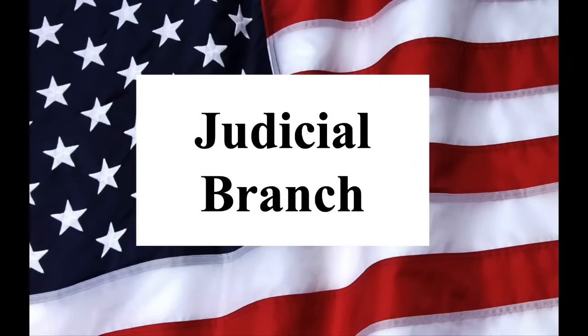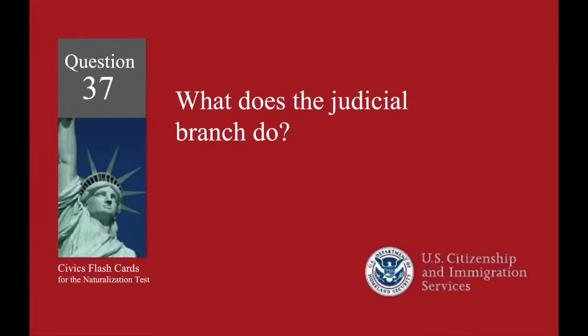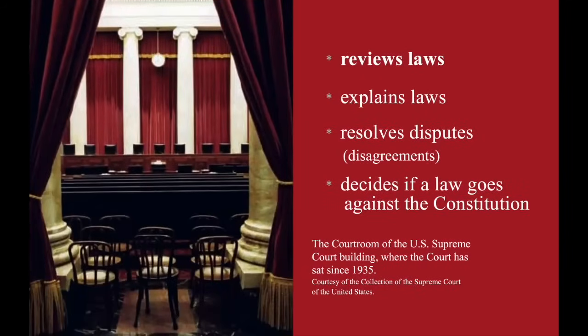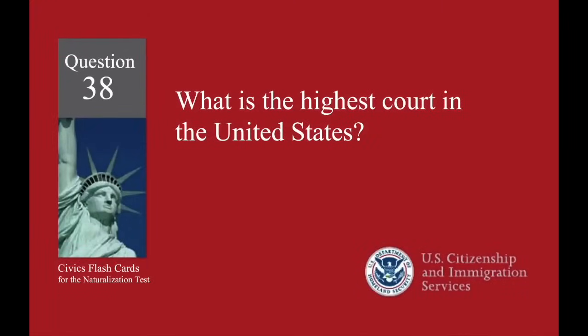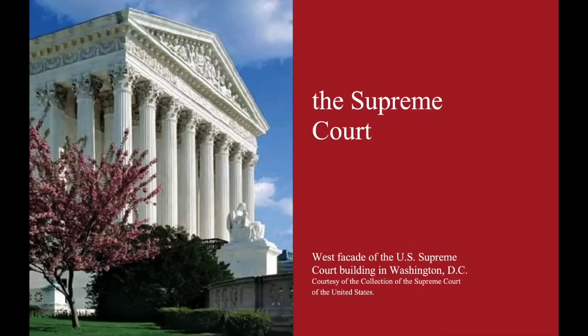The final branch of government is the judicial branch. What does the judicial branch do? It reviews laws. What is the highest court in the United States? The Supreme Court.